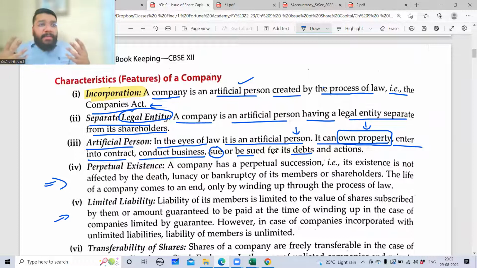Since it has the features of a person, whatever a person goes through, a company also can go through. So it can sue or be sued for its debt and action. If the company is doing any inappropriate activities, for its action, it can be sued by somebody else. Sued means what? What is the meaning of sue? I'll sue you in court, which means to take somebody to the court.